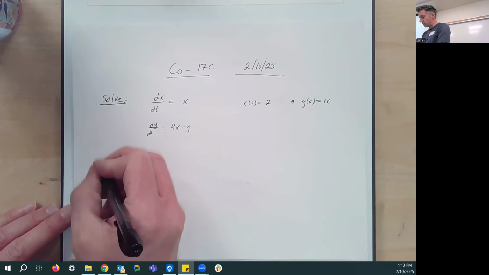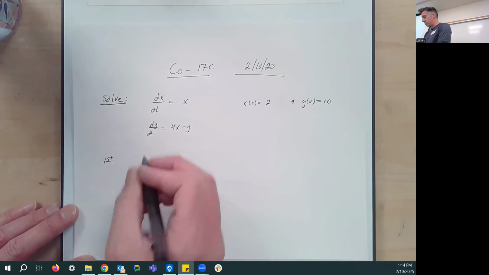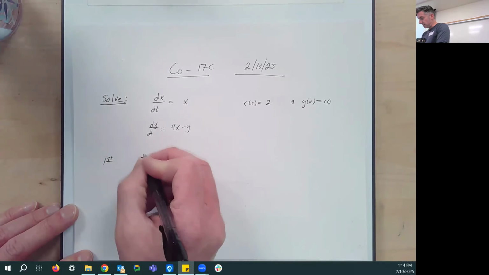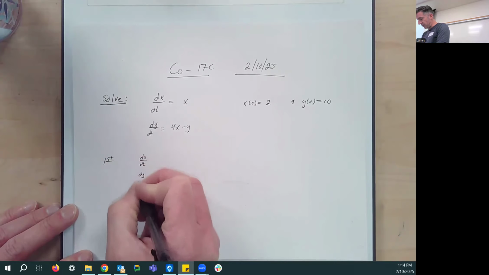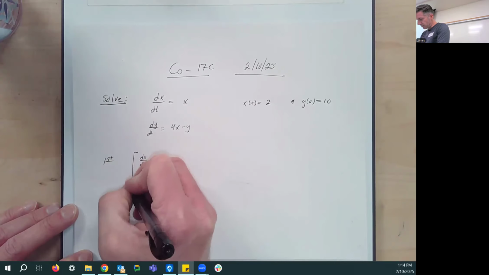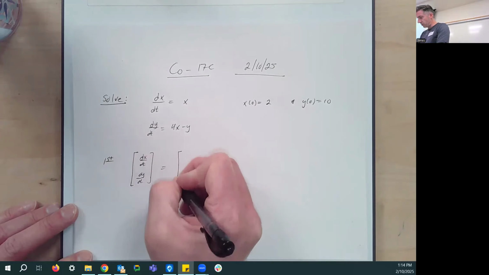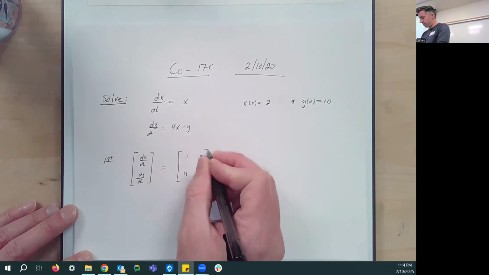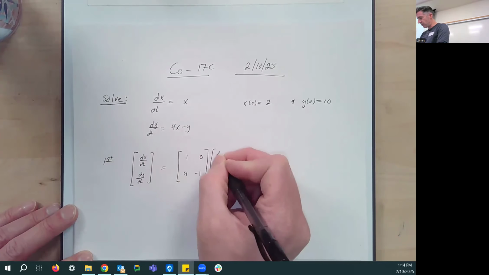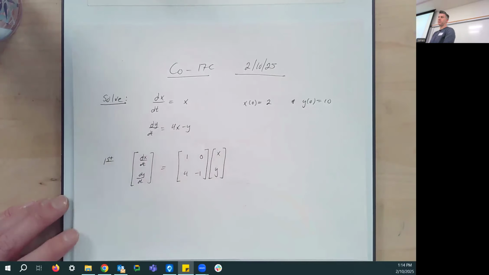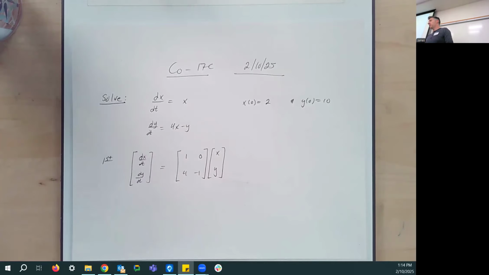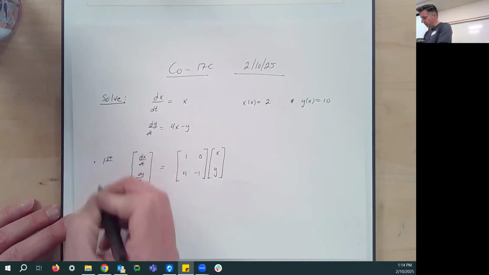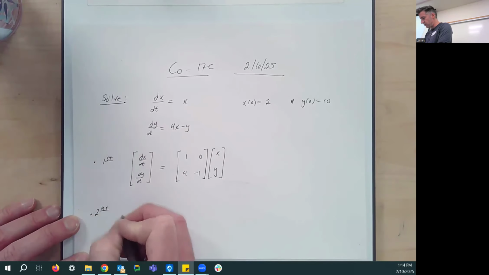So we're going to start with first writing it in matrix form. Our equation here is dx/dt, dy/dt as a vector equal to the coefficient matrix, which is going to be [1, 0; 4, -1] times the vector (x, y). And I want you to see something here that I want you to take to heart because it comes up more often than you maybe imagine. So after writing the equation, we're going to find the eigenvalues.